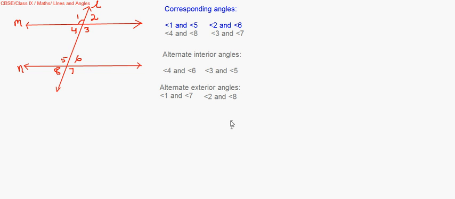Whatever is left. Oh, there is one more which we need to see: interior angles on the same side of transversal. What are they? Like 4 and 5 is one pair. Angle 4 and angle 5. And angle 3 and angle 6. So they are the pairs 4 and 5, 3 and 6.